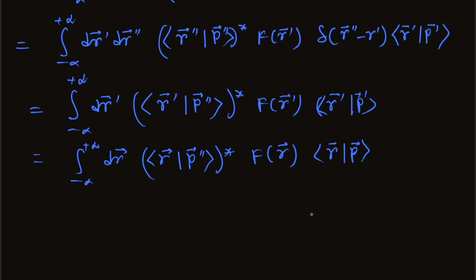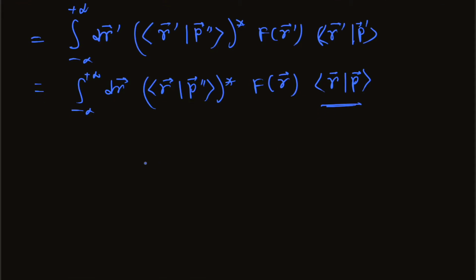Now let us see what it is. We know psi_p(x) is 1 by root over 2 pi h cut, e to the power i p x over h cut, here px is the momentum.